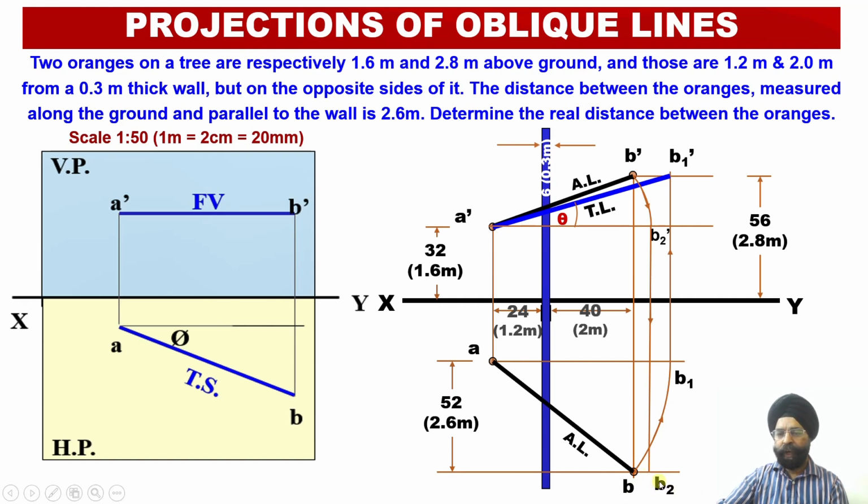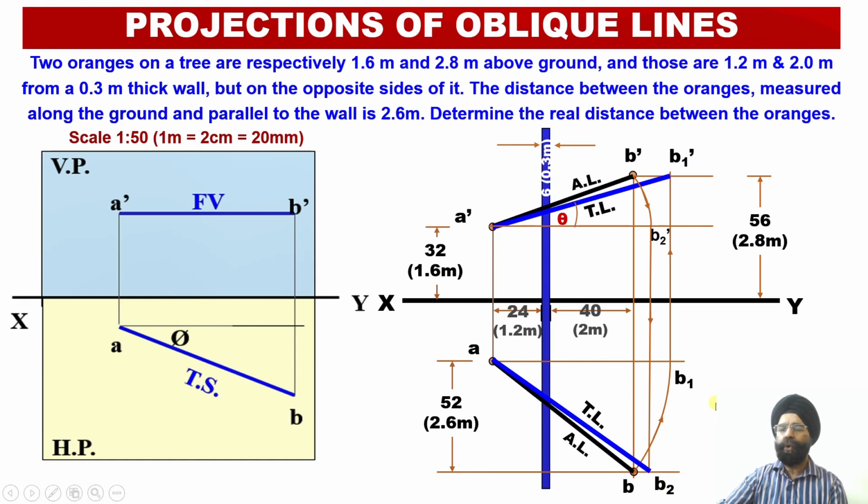Having obtained this point B2, now we are going to join point A with point B2 using a blue color line. Blue color indicates it is a true length. Now we have been able to obtain the true length of the line in the top view. The true length of the line in the front view has already been determined. Once we evaluate that A dash B1 dash distance, that is the true length in elevation, it should be equal to the true length of the line in the plan, that is AB2.